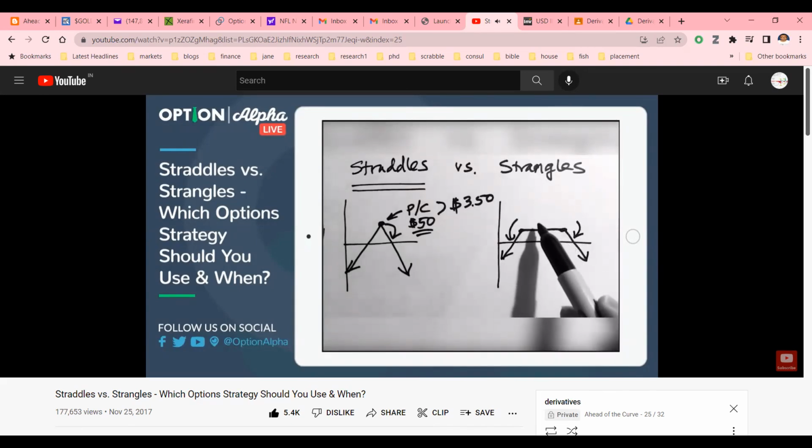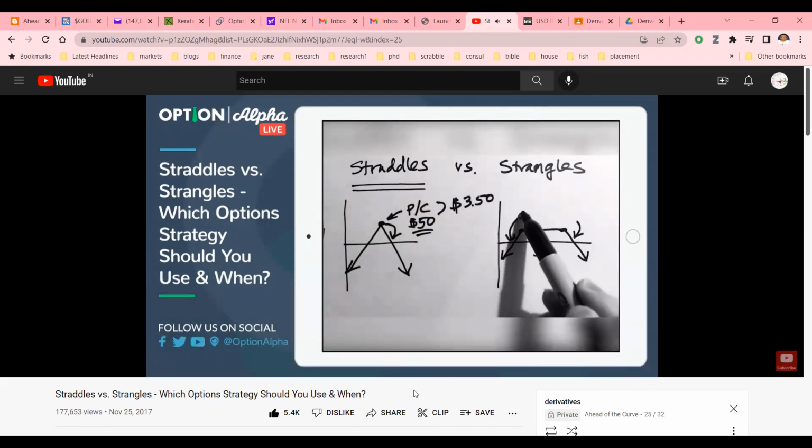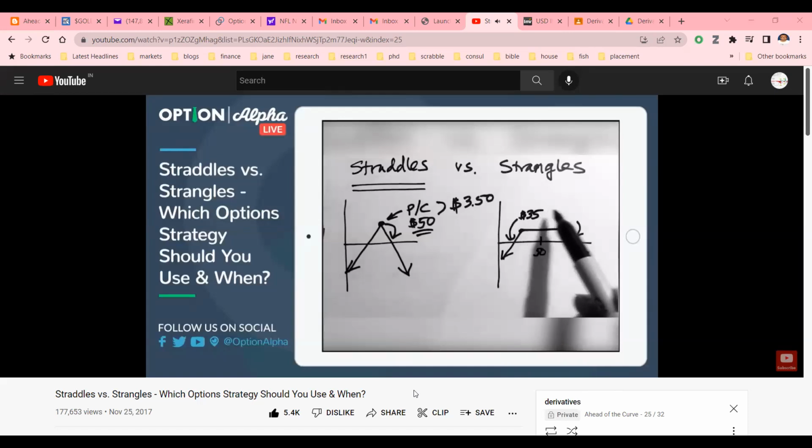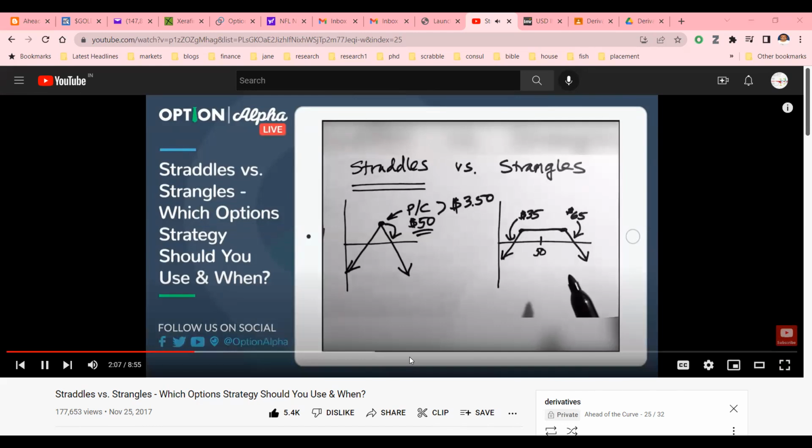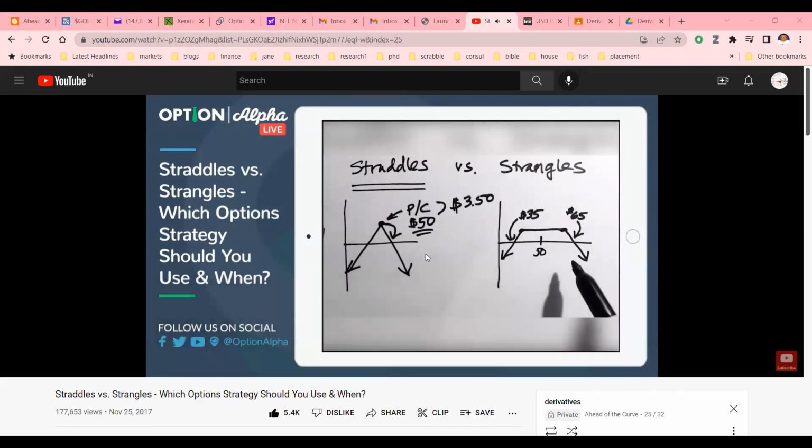So again, if the stock is trading at, let's say, $50, you might sell the 35 strike put and the 65 strike call or something like that, right? So you would go a little bit further out on either end, and in exchange for going further out and potentially having a higher probability of success, you might then collect less money.